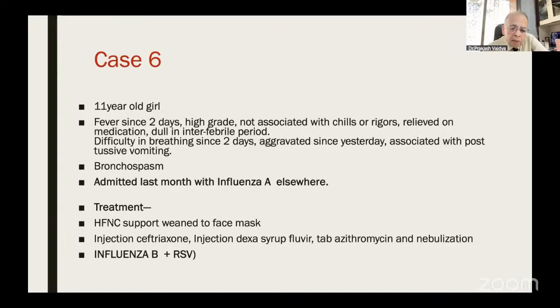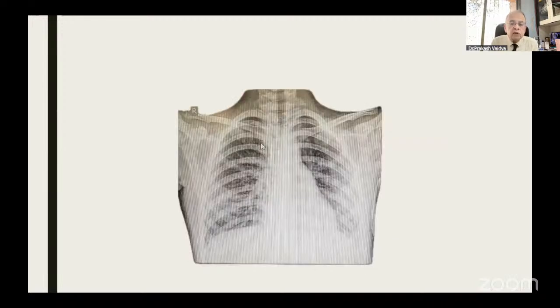So the take-home message here is that even if you were given oseltamivir last month, there are so many flu viruses, there are different strains. So it does not mean that you will withhold oseltamivir in a child who requires it based on the clinical condition. This was B plus RSV, and she responded to a second course of oseltamivir. Thereafter, this child was given a flu vaccine, which should have been given. This was the X-ray of the child.